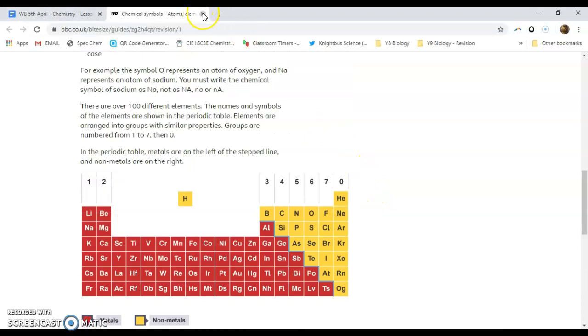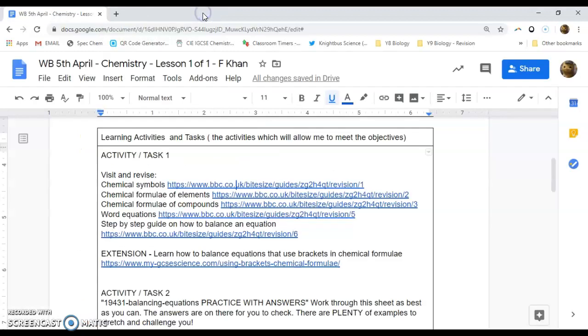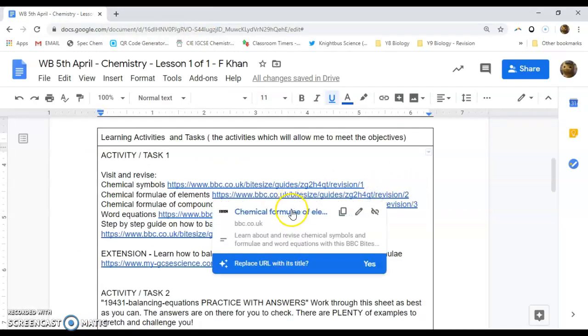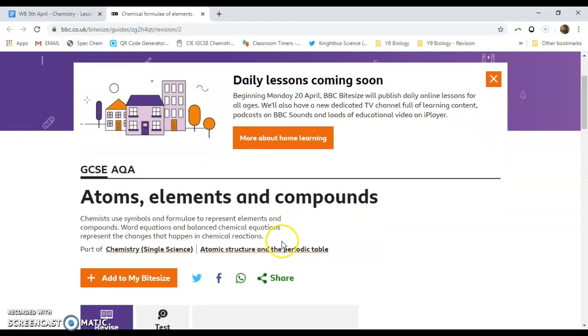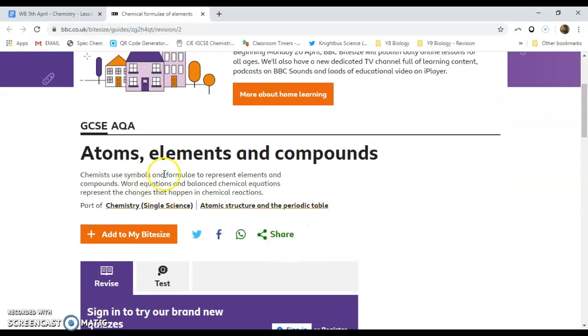So that's the first thing that I would like you to revise. Just go through that, make sure that you are absolutely clear on symbols. The second thing that you need to do is make sure that you're happy with writing chemical formulae. Now, formulae just means that it is more than 1, okay?